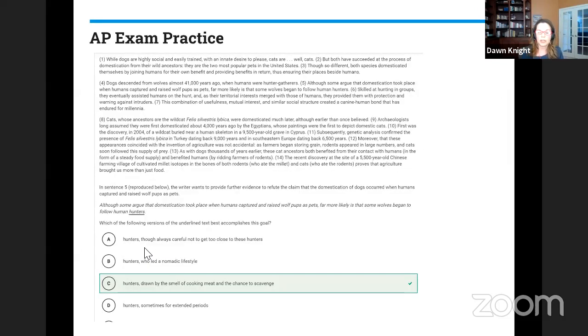Okay, so the answer here was C. So the sentence would read, although some argue that domestication took place when humans captured and raised wolf pups as pets, far more likely is that some wolves began to follow hunters, drawn by the smell of cooking meat and the chance to scavenge. This version provides evidence that refutes the claim made in the first part of the sentence because it explains why wolves began to follow human hunters. Thus, by using this evidence, the writer effectively refutes the idea that domestication occurred because humans captured wolf pups.